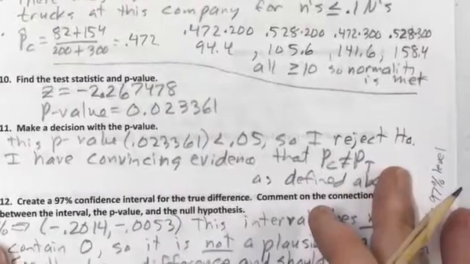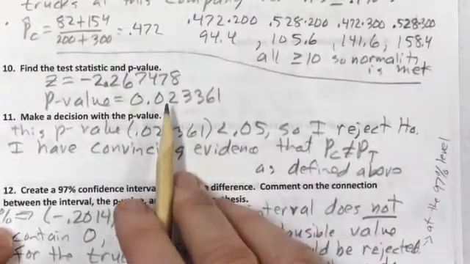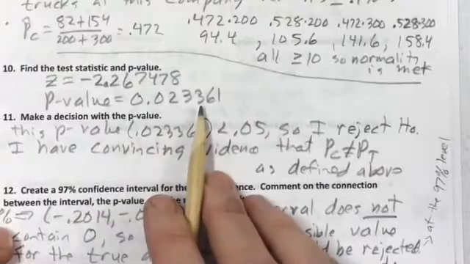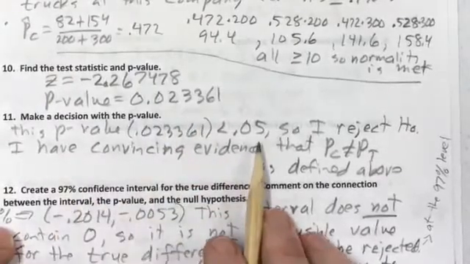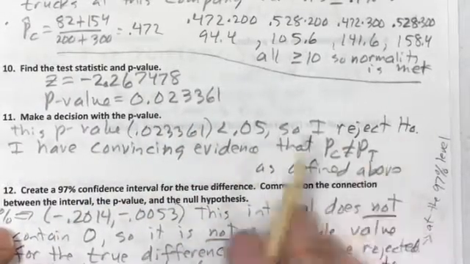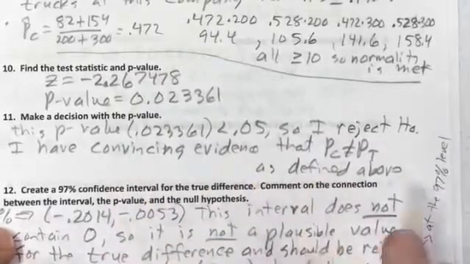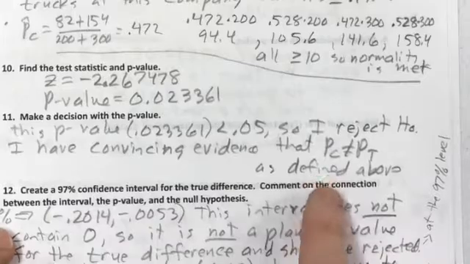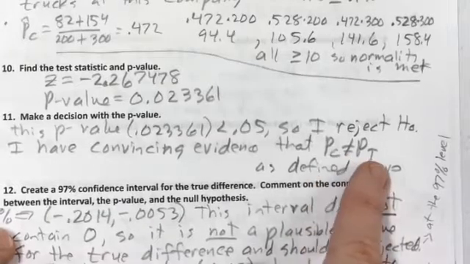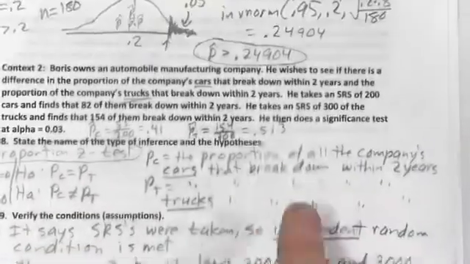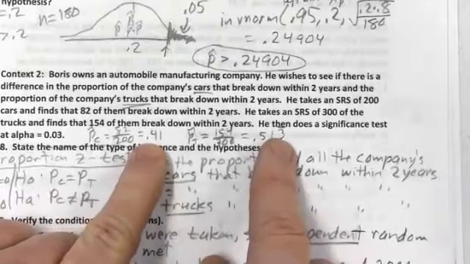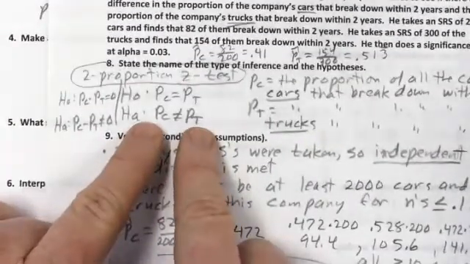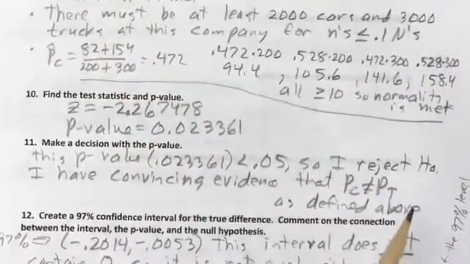Then make a decision. What was our alpha? We were not given an alpha, so we use 0.05. So there's our p-value, and this p-value is below our alpha of 0.05, so we reject the null. We have convincing evidence that, and then you restate the alternative, that they're not equal. In other words, yes, there is a statistically significant difference in these two sample values, and it does appear that the two population values are not the same. That is the way you word that.